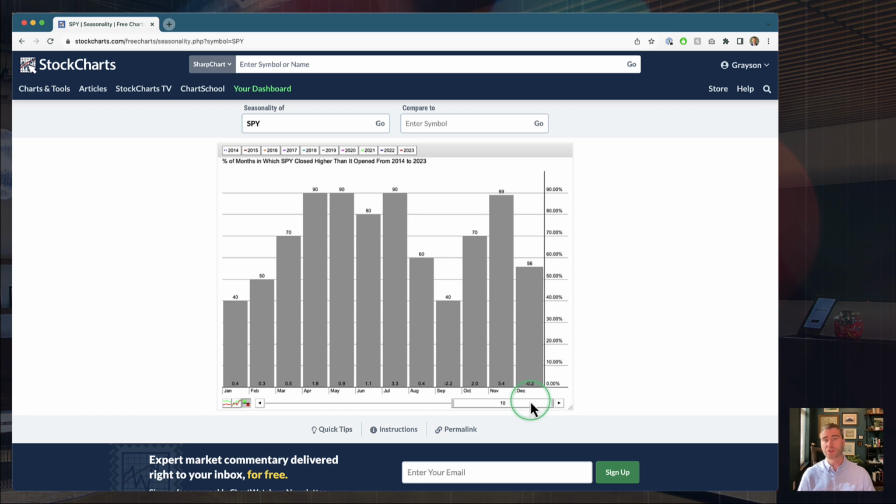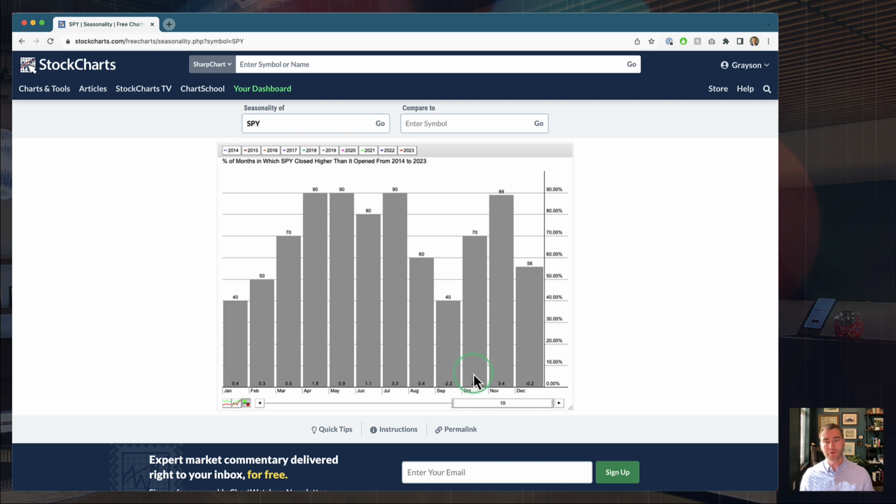Next up, of course, you're going to look at the seasonality charts themselves. So as you can see, we have a bar for each month of the year, January through December. The key thing is that there are two numbers for each bar. And what that tells you is the percentage of time that SPY or whatever symbol you're looking at has gone up in that month, and then the average price change in that month over the range that you are looking at.